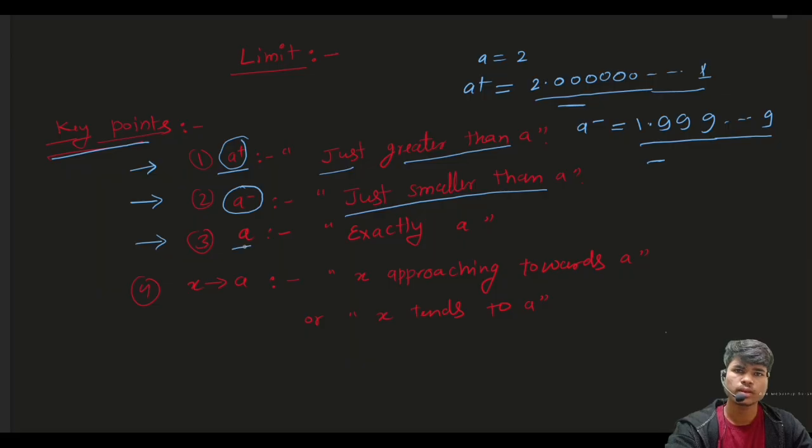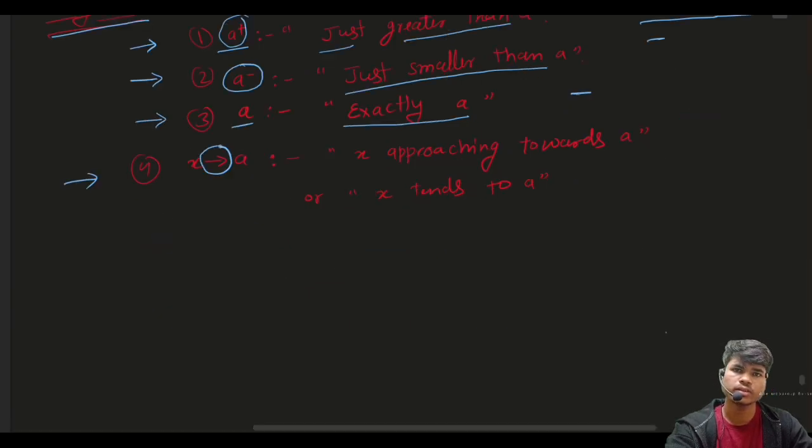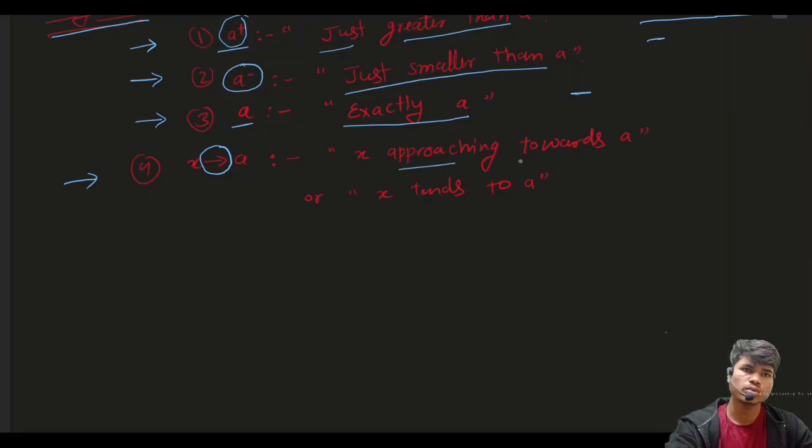Third, a, exactly a, meaning exactly that point. Fourth, what is the meaning of this sign? Approaching towards or tends to. Here, x approaching towards a, or x tends to a.